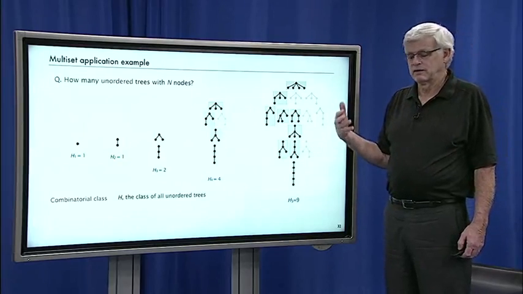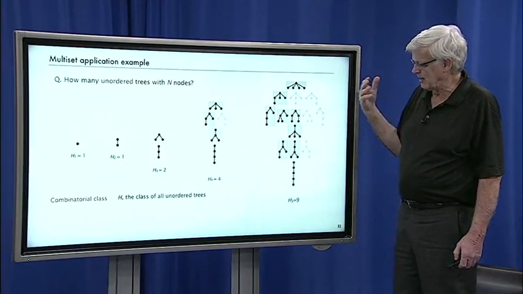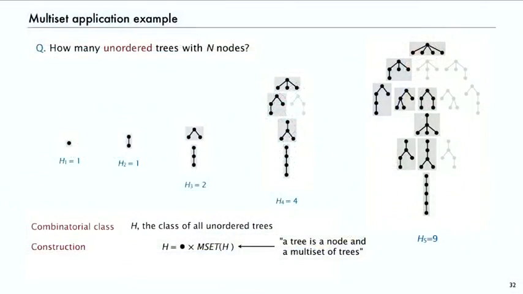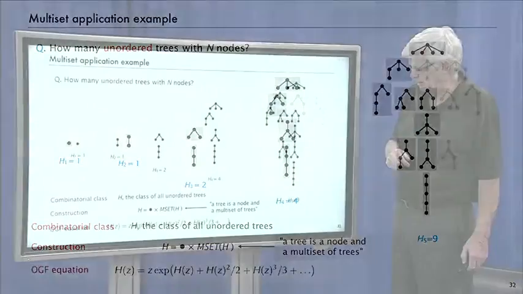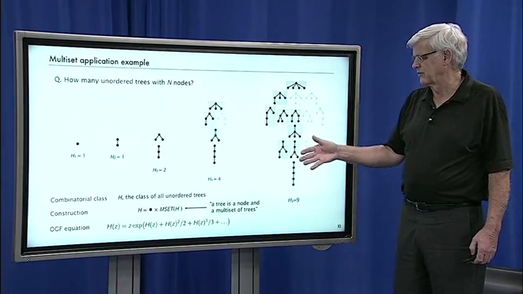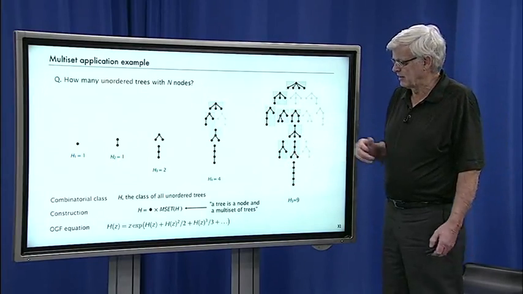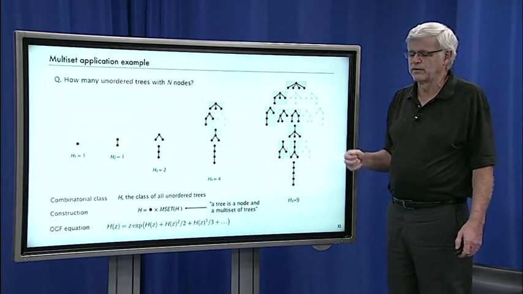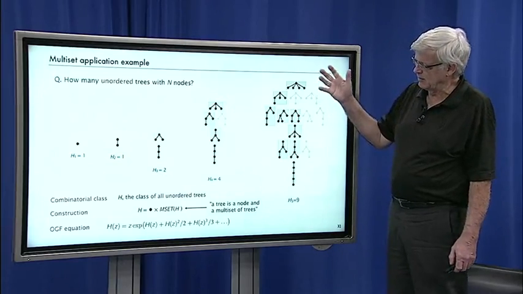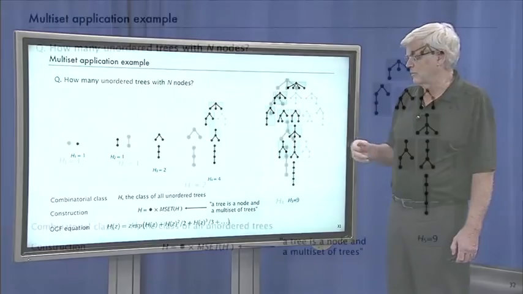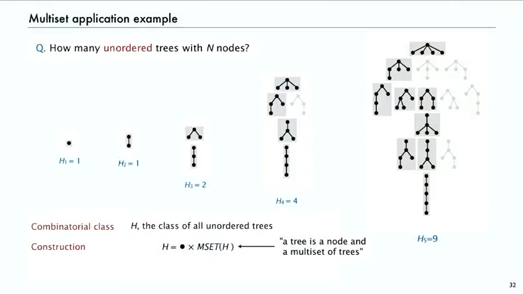But in terms of the combinatorial operations, the class of all unordered trees is simply a tree is a node and a multiset of trees. And so the construction immediately gives us the OGF equation. Now this is a complicated OGF equation, but with the symbolic method we are immediately led to it. And then we can talk later about how to extract coefficients from such an equation.